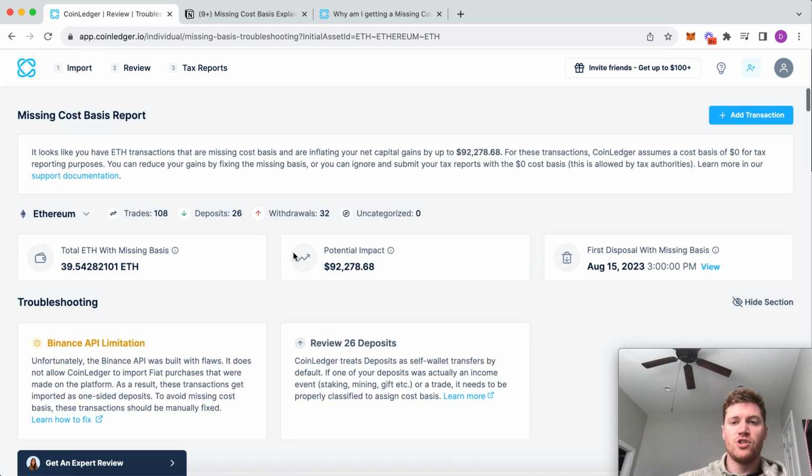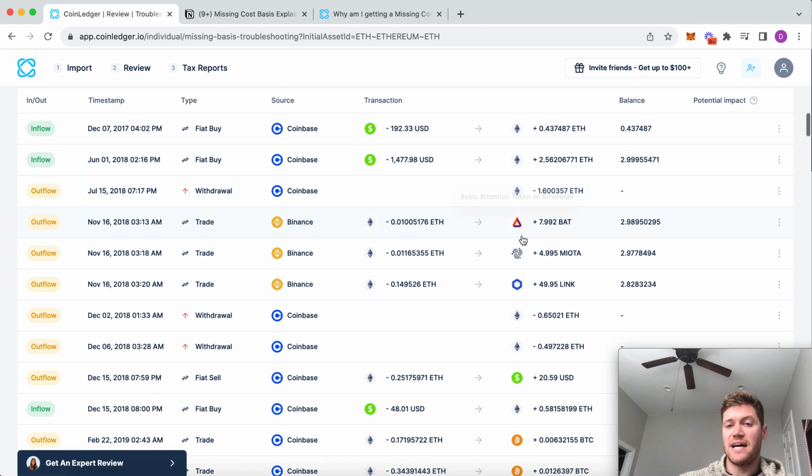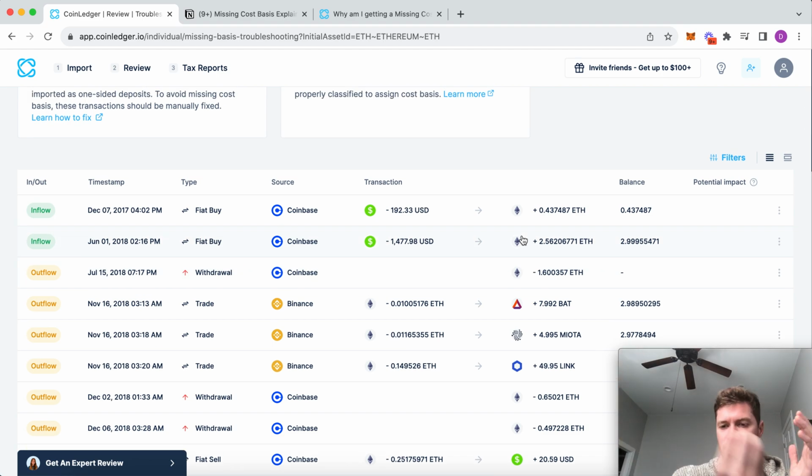Now, the most useful thing here is going to be this inflow and outflow chronological list across all of your accounts for Ethereum assets. This helps us identify, okay, when did my inflows come in and when did my outflows come in for Ethereum? And this will help me hunt down, where am I missing that original acquisition price or source of that Ethereum that I'm missing basis for?